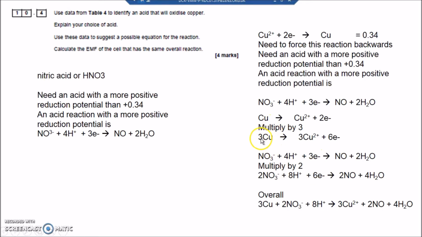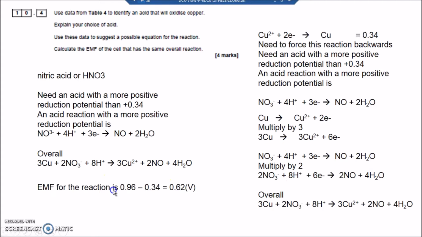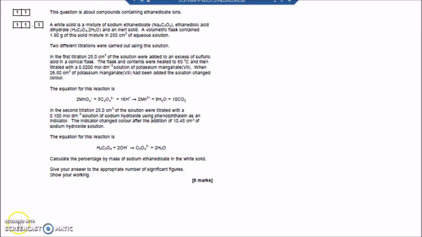Add everything from the left then. 3 Cu, 2 NO3-, 8H+ and 6 electrons, and everything from the right, 3 Cu2+ and 2 NO and 4 H2O, and the 6 electrons on the left and the 6 electrons on the right will cancel. So that's now me putting my overall equation together from two half equations, and what's going to be the EMF of the reaction? Plus 0.96 for this reaction. This one's reversed, minus 0.34 to give 0.62 volts.